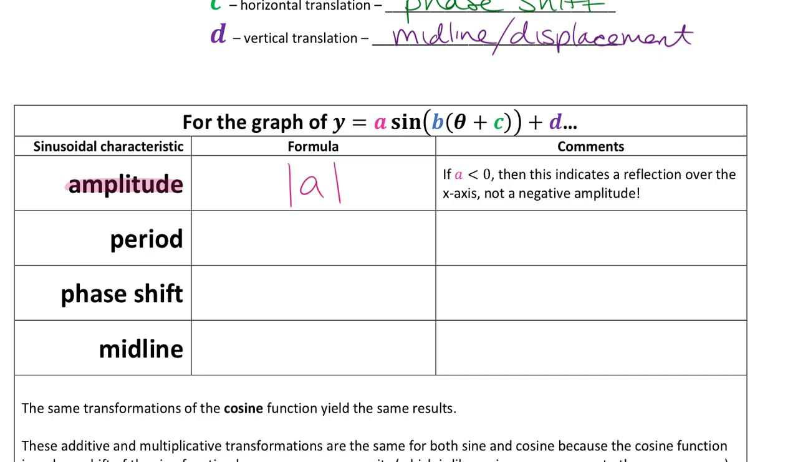Being that we are using absolute value to tell me the amplitude, that means amplitude is never negative. So if the number in front of sine or cosine is a negative number, that is not part of the amplitude. That indicates a reflection over the x-axis, not negative amplitude. Amplitude is never negative, but it would show me a reflection over the x-axis.